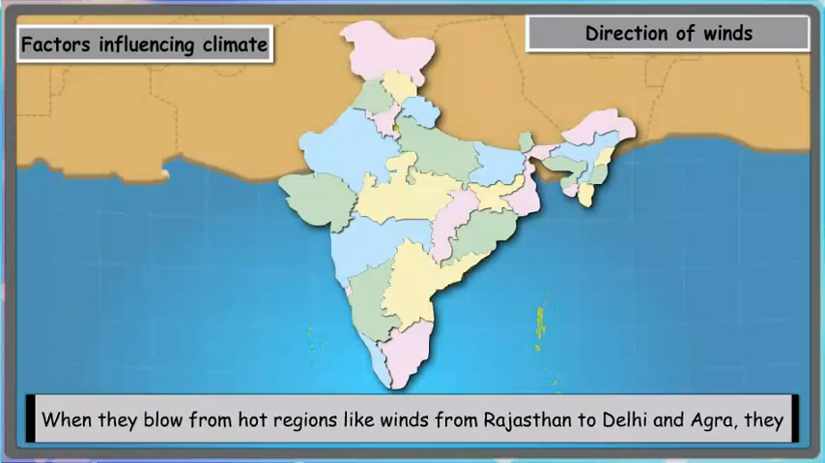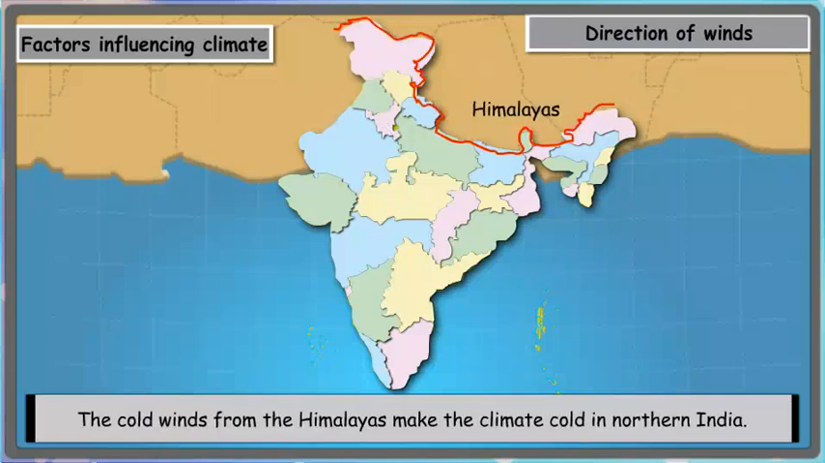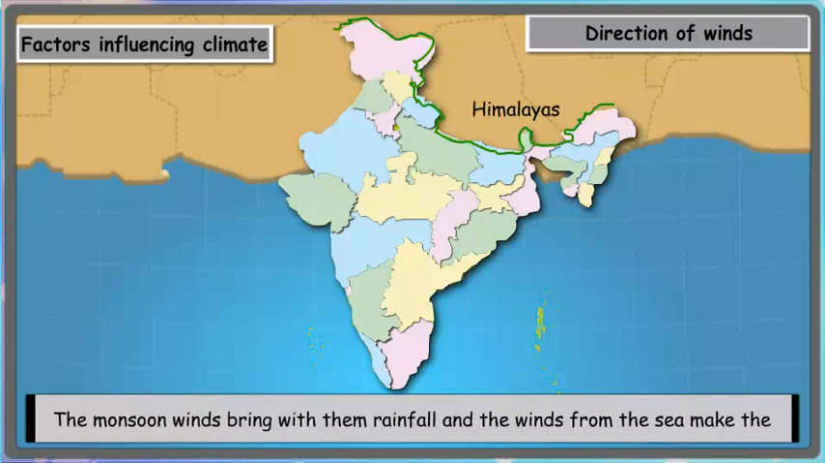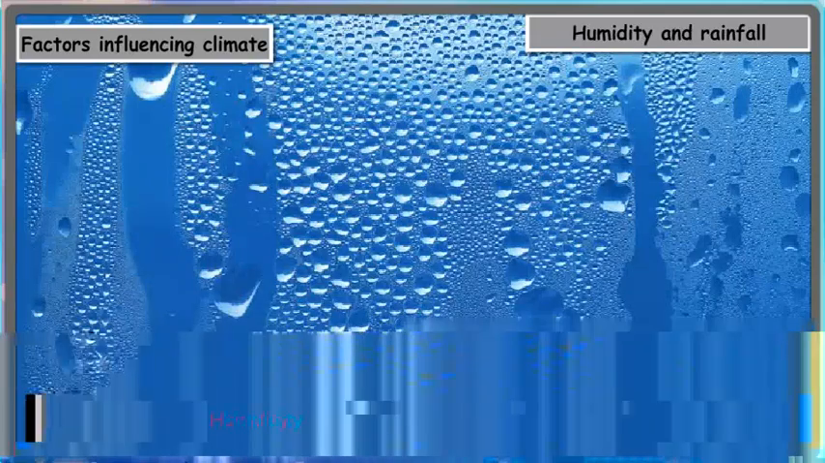When they blow from hot regions like winds from Rajasthan to Delhi and Agra, they cause hot summers. The cold winds from the Himalayas make the climate cold in northern India. The monsoon winds bring with them rainfall and the winds from the sea make the climate cool and moist.